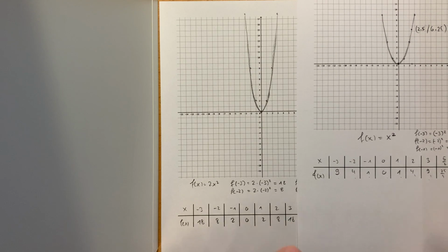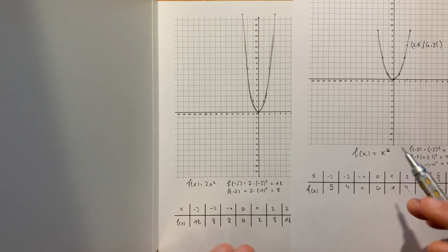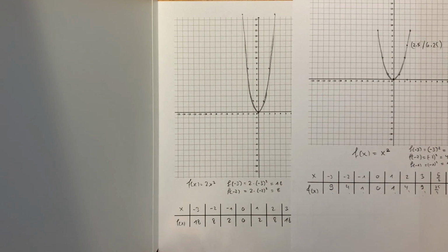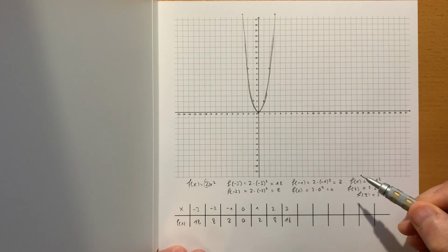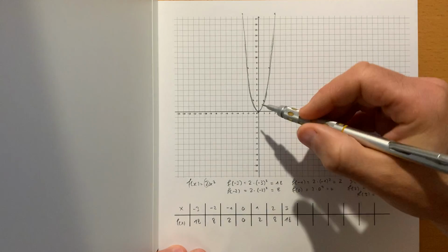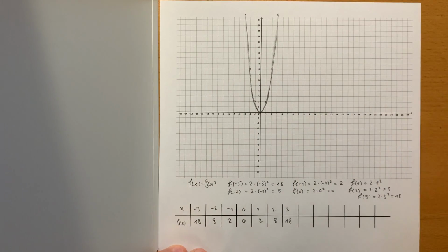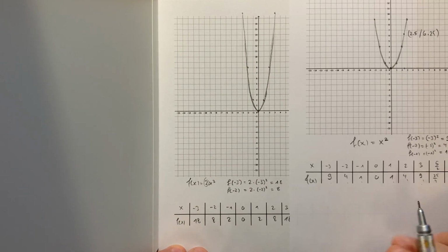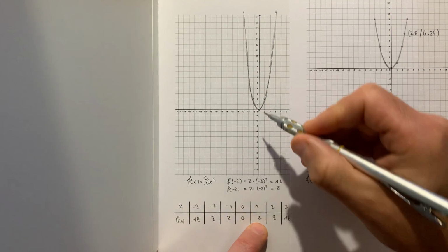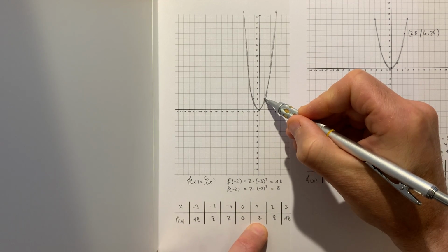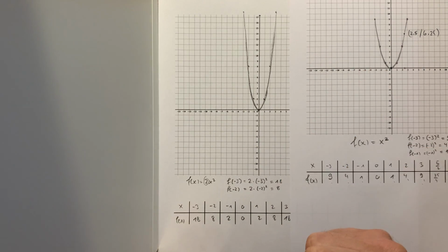Okay? So it seems that everything has been multiplied by 2 because of this factor 2. What does that do? Instead of being, for example, at 1 on the y value, here at 1, you're at a y value of 2. So it seems to have stretched vertically.